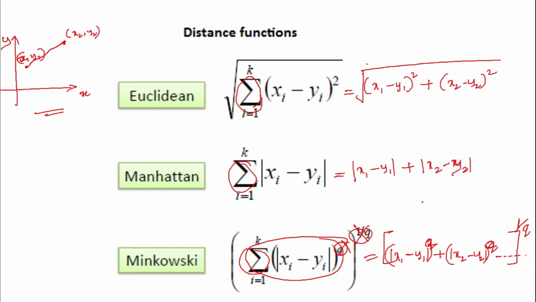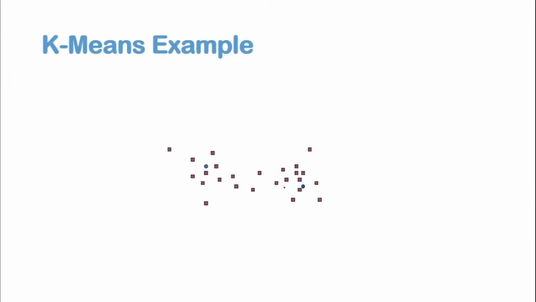This is like the square root, right? If we have 2 here, it is a square root. We have q here, and we don't know the value of q. Depending on the value of q, it can be calculated. So we can use these distance formulas. This is for your reference: first one, second one, and third one. Euclidean, Manhattan, Minkowski.